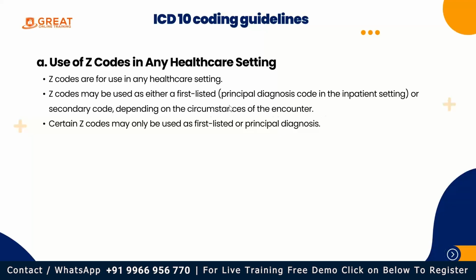Sometimes if the encounter is for a pre-operative examination, then at that time you have to code the particular Z code as a primary diagnosis or principal diagnosis. In the case of an inpatient setting, we call it the principal diagnosis, which we sequence first. Sometimes we sequence them as a secondary code, as sequencing depends on the circumstances of the encounter. Certain Z codes may only be used as first listed or principal diagnosis, just as I said, pre-operative examination and so on.